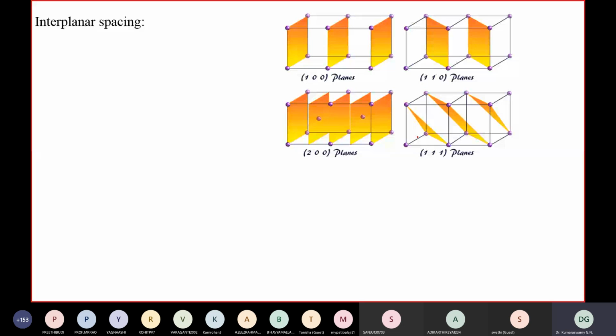Now, what we need to know is, when we represent like this 1, 0, 0 planes, this is the distance between the planes. We have to maintain this distance. When we represent using this, we have to maintain this distance. That is called interplanar distance. When we represent using 2, 0, 0 planes, this is the distance between planes. When you represent 1, 1, 1 planes, this is the distance between planes.